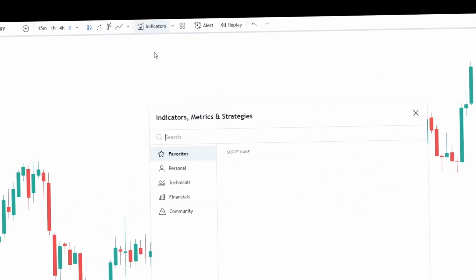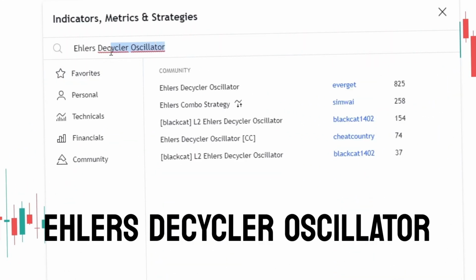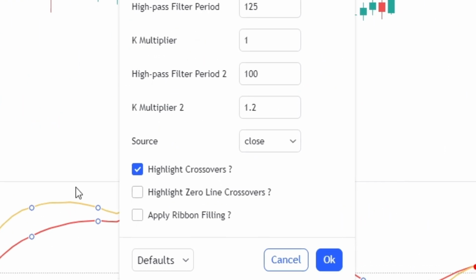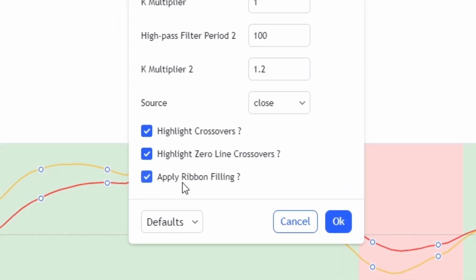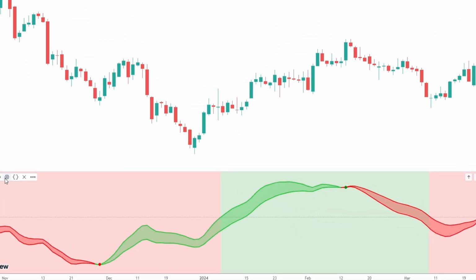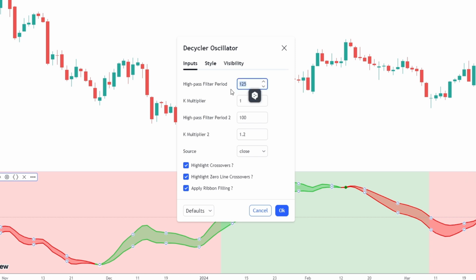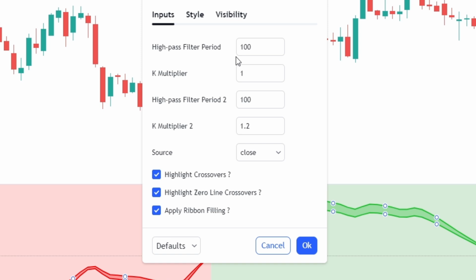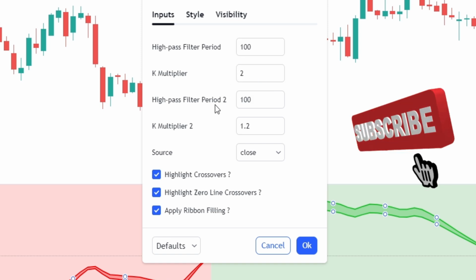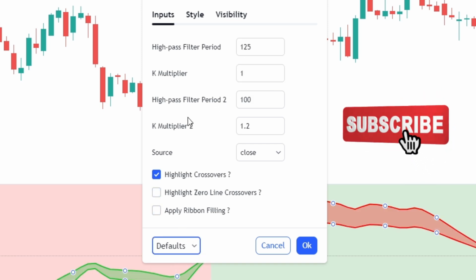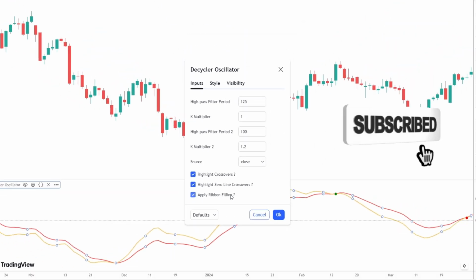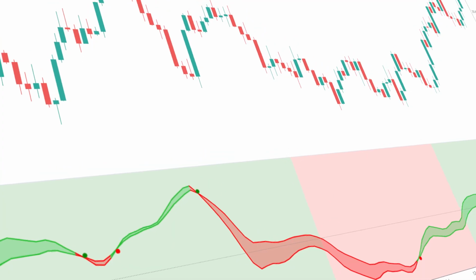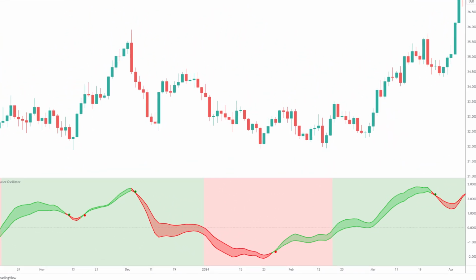You can search for this indicator in TradingView by the name Ehlers Decycler Oscillator by the user Everget. In its settings, we can activate the colors to better identify its signals. Indicator parameters, such as high-pass filter periods and multiplication factors, can be adjusted to optimize its performance in different markets and time frames. Experimenting with these settings can help us achieve better results. Now let's move on to the interpretation of the indicator.